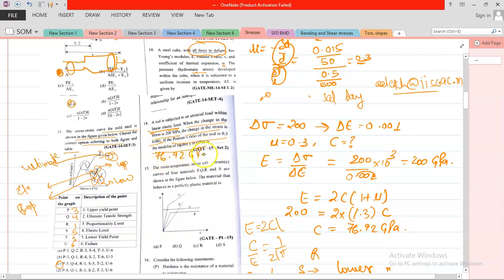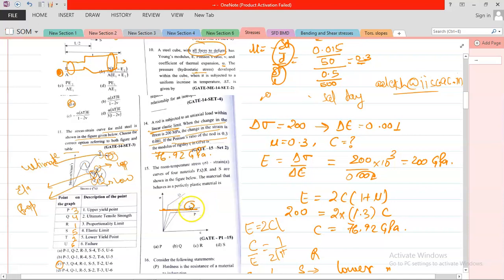Okay, so the value is 76.92 GPa. Now the next question: the room temperature stress strain curves of four materials are given. The material that behaves as perfectly plastic is... So I explained earlier in the first class, the plastic material would be that without any change of stress, the strain will increase continuously. So your option C is correct.